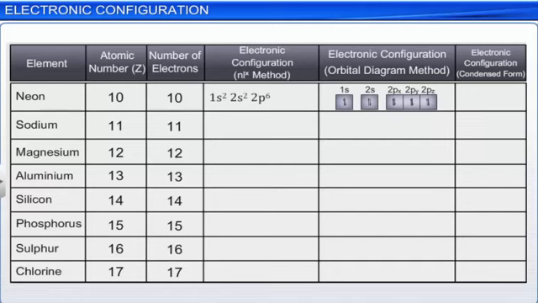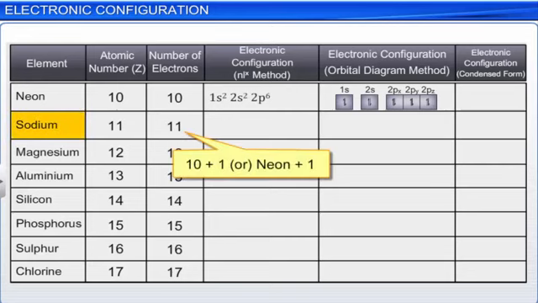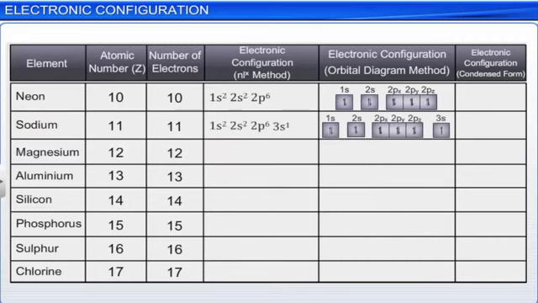We can also write the electronic configurations of most of the elements in a simplified manner or condensed form. For example, the element sodium, which has 11 electrons, has 1 electron more than its nearest noble gas, neon. The 11th electron will enter the 3s orbital.